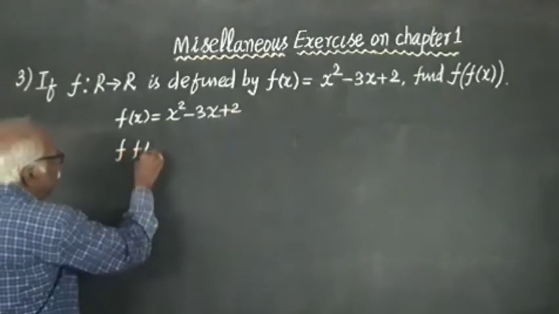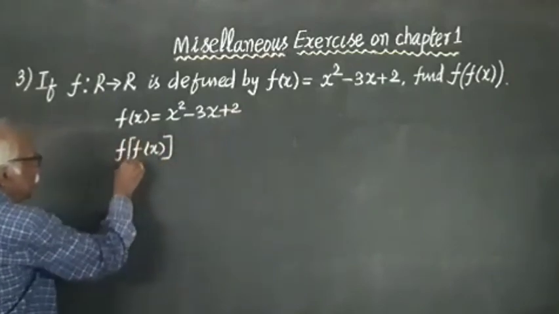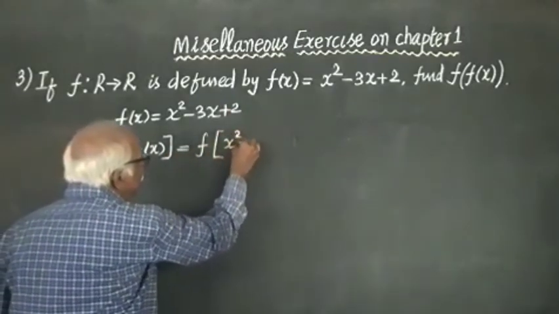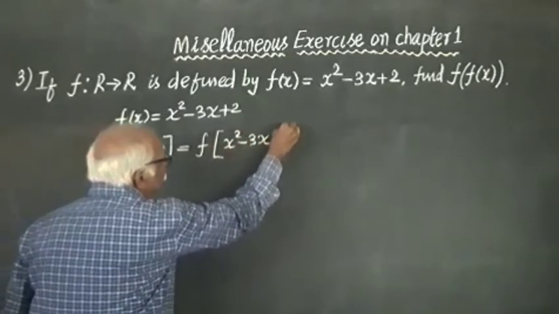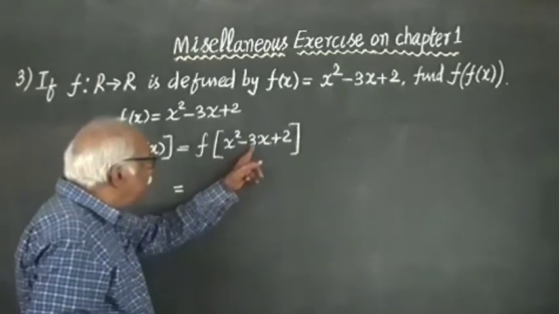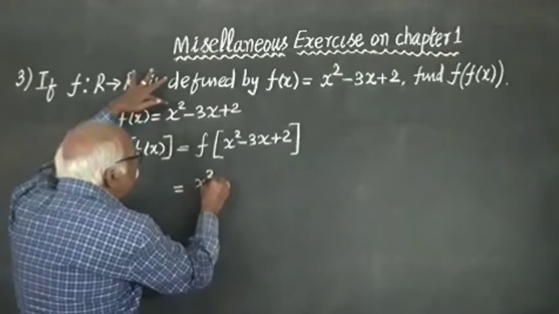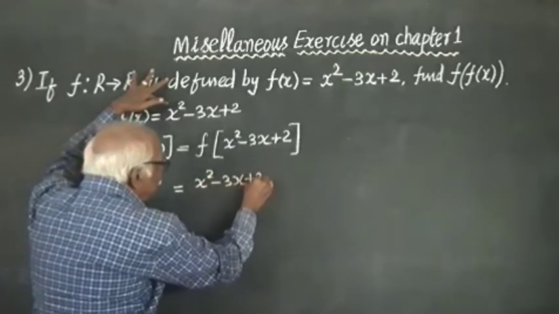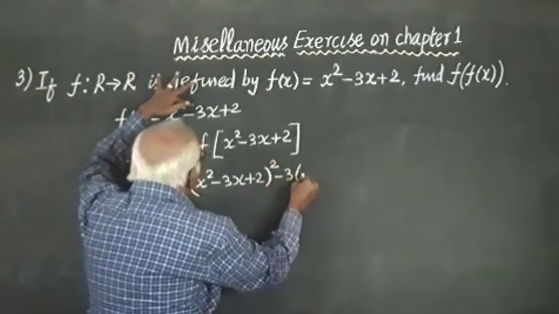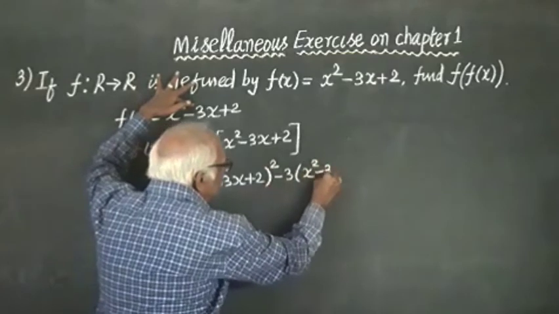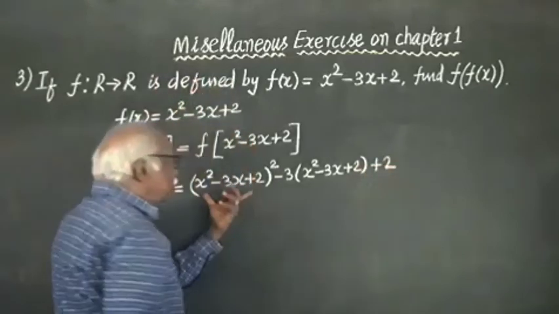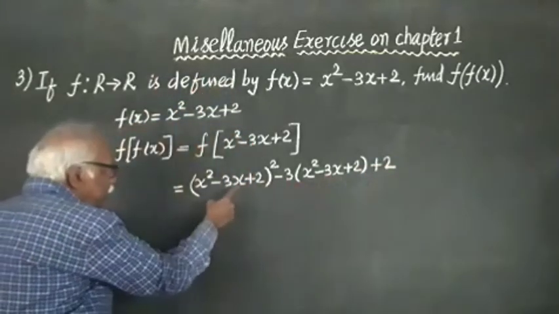f of f of x is equal to f of x square minus 3x plus 2. Wherever you see x, replace it with x square minus 3x plus 2. So it is x square minus 3x plus 2 the whole square, minus 3 into x square minus 3x plus 2, then plus 2. Now expand the formula.